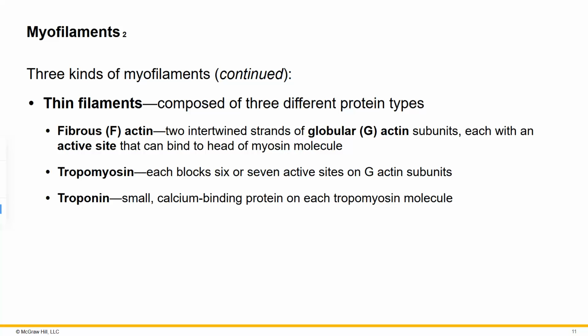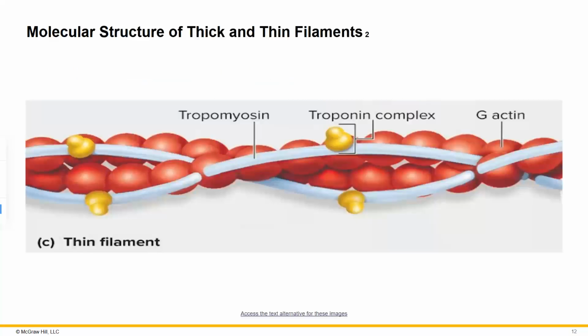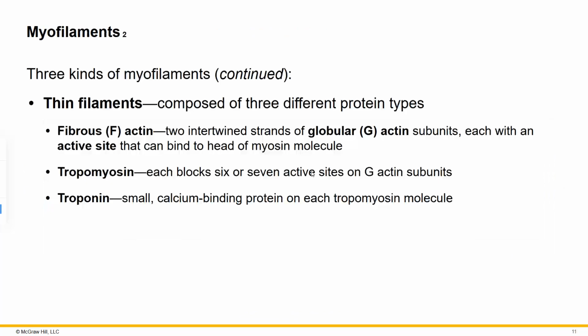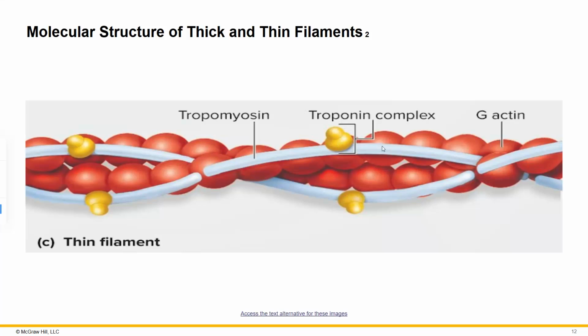Tropomyosin each blocks 6 or 7 active sites on G-actin subunits. And troponin is a small calcium binding protein on each tropomyosin molecule. So this shows the molecular structure of the filaments. Here's the thin filament, and you can see here is tropomyosin, and then you have troponin, and then in the background these big red bubbles are going to be actin. So actin has this cross bridge of tropomyosin.